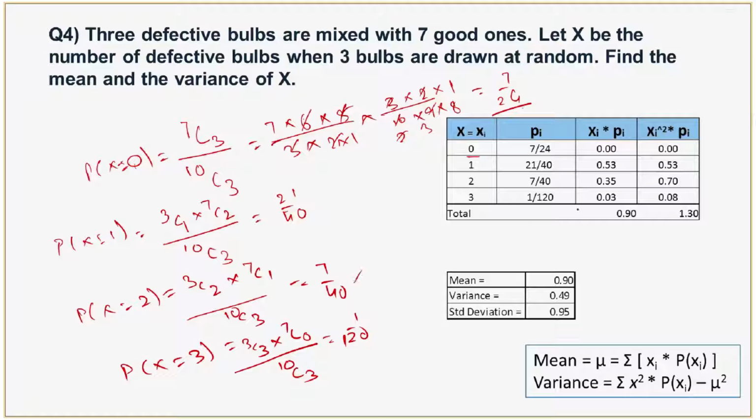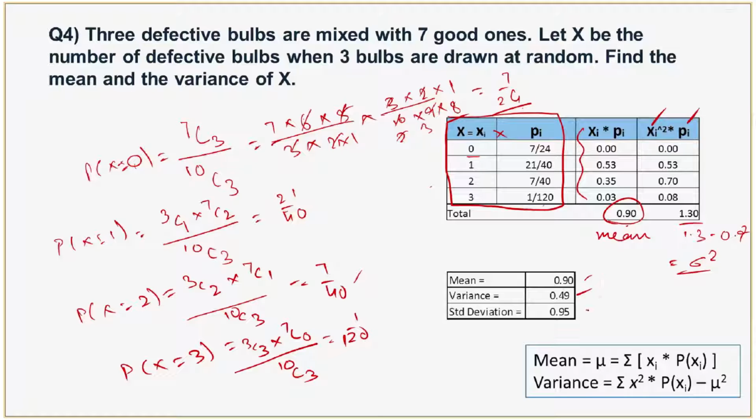Once you have the probability distribution table in place, all you have to do is multiply xi and pi, sum them up, and get the value of the mean. Take the square of the random variable, multiply it with the probability, sum it up, that is 1.3, subtract the square of the mean value, and you get the variance, that will be 0.49.